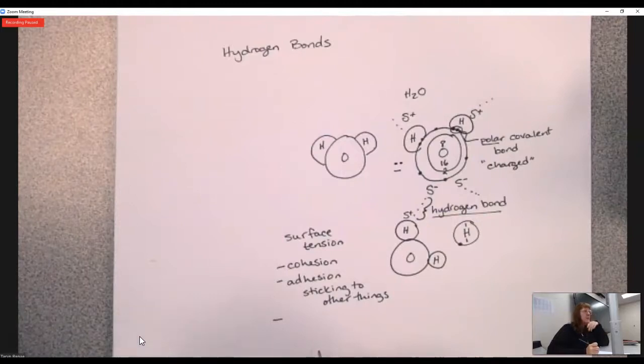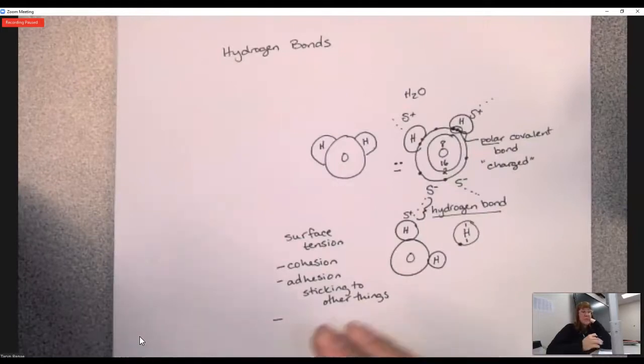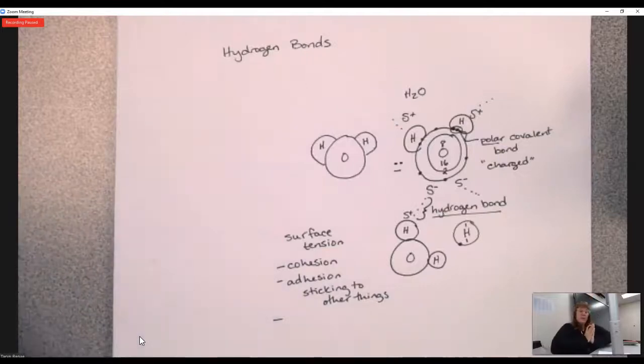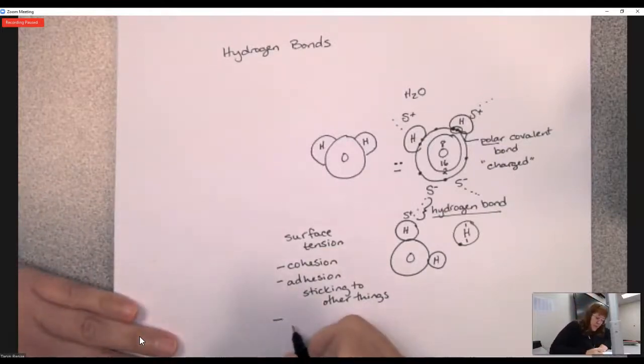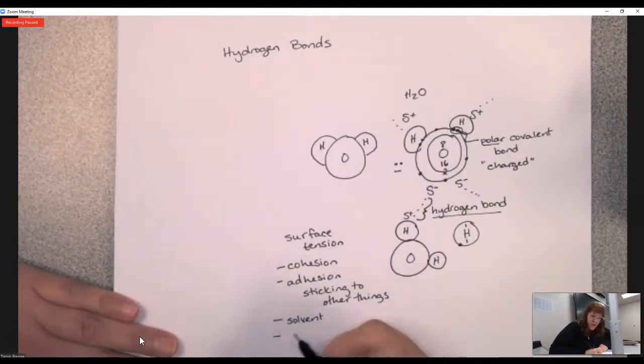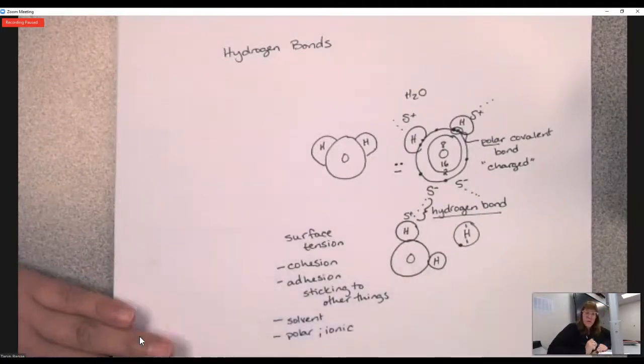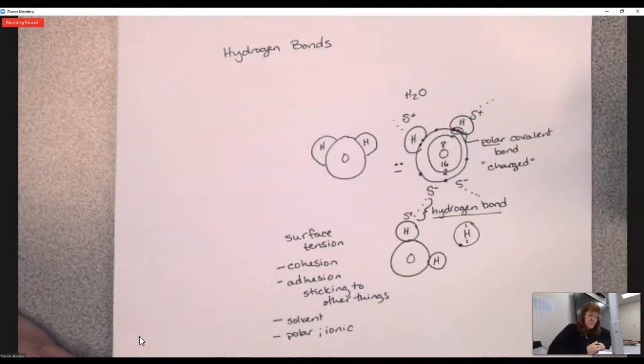So up in plants, the water is sticking both to the plant and it's also sticking to itself so that we can pull it up these long narrow tubes. We also have a wonderful solvent effect. So it gets along with all other charged ionic solutions. So anything that's polar or ionic is going to dissolve in water and get along with water quite well.